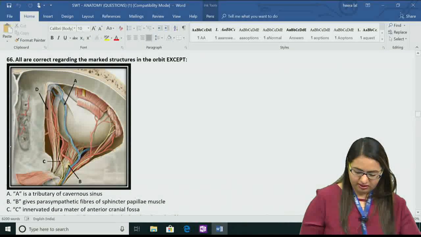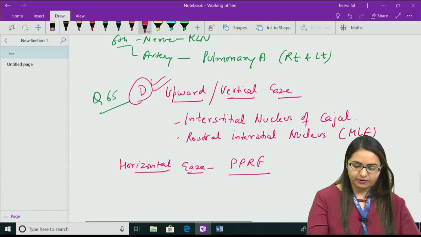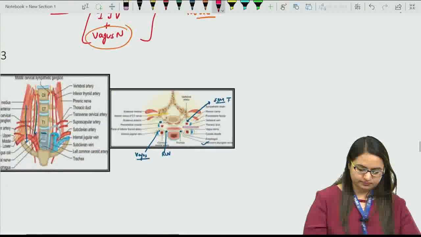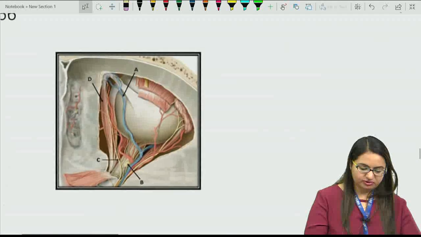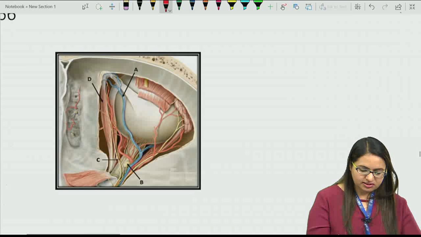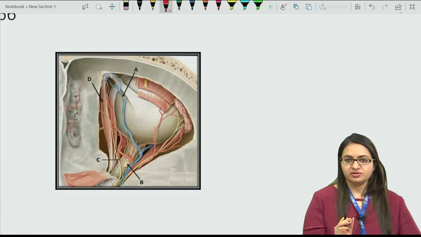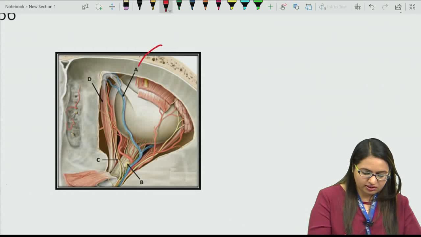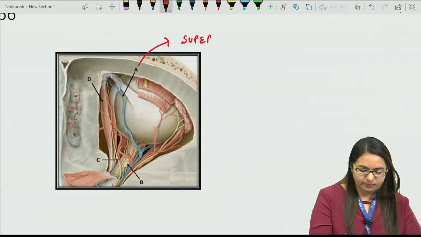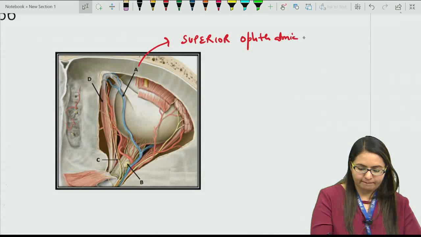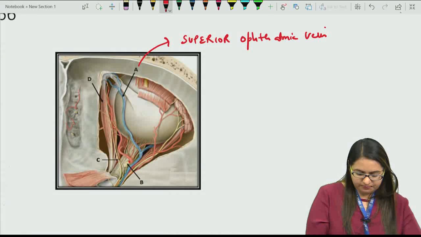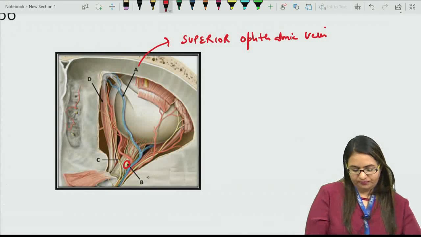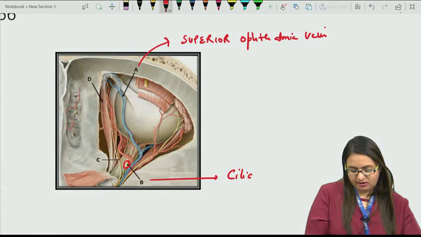First of all, we will identify the various structures present over here. This is question number 66. In option A, this vein is the superior ophthalmic vein. Then the B structure is a ganglion, and this ganglion is the ciliary ganglion.